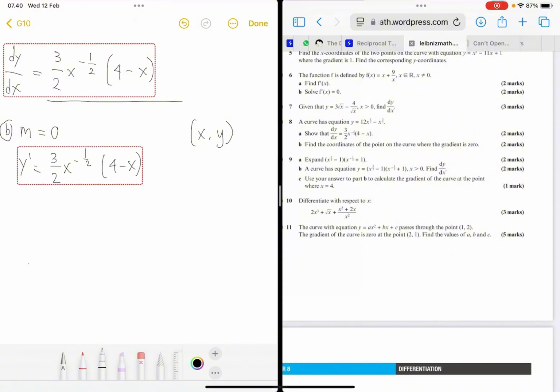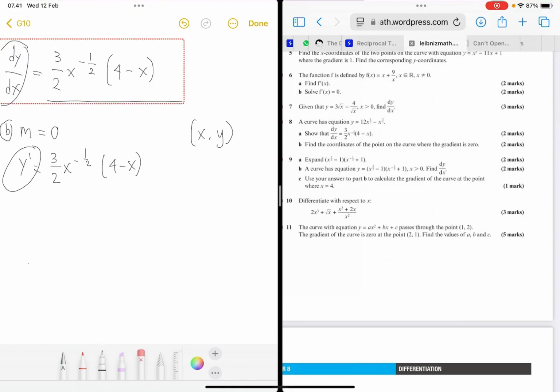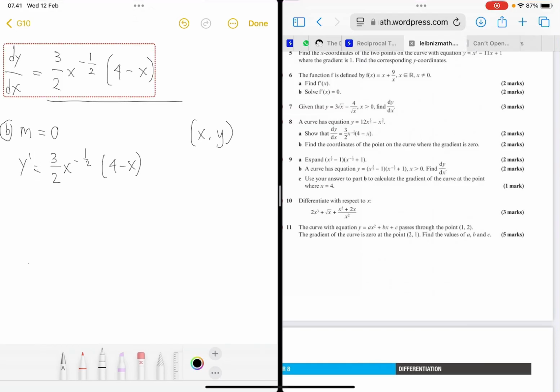Okay, so remember the gradient of the curve at the specific point, we can find it using the derivative, right? So if we have this gradient equal to 0 already, then we can substitute the value of 0 in the dy dx. These two are the same. Do not be confused. The symbol is different, but they are the same. Remember that. Okay, so we have gradient equal to 0, and then here 3 over 2x to the power of minus 1 over 2, this is 4 minus x.